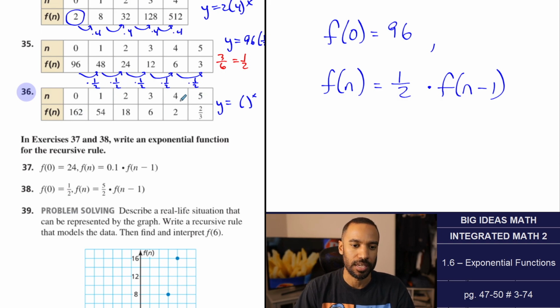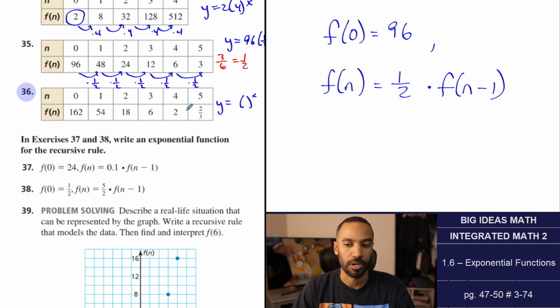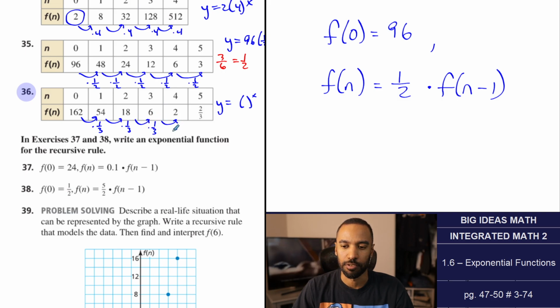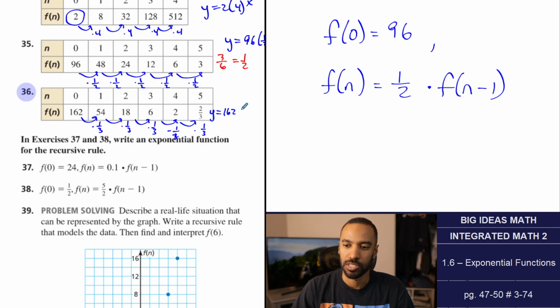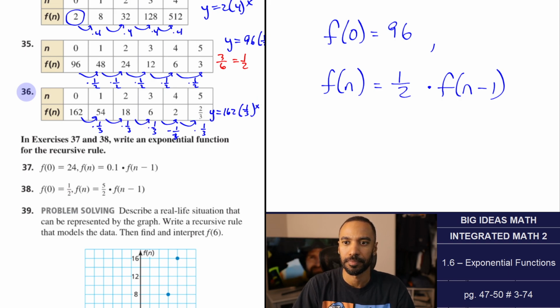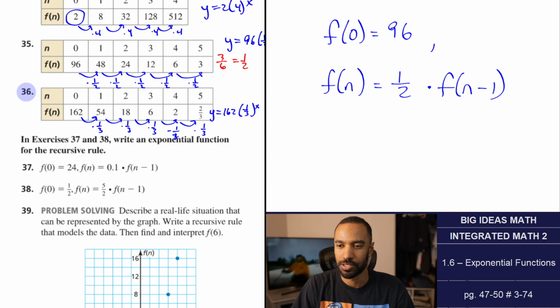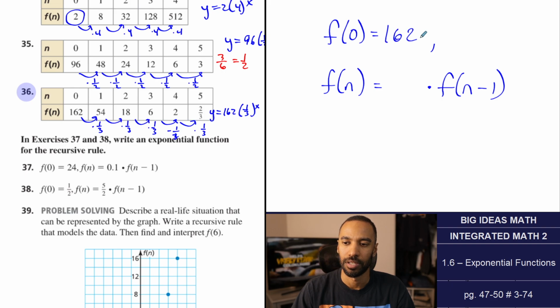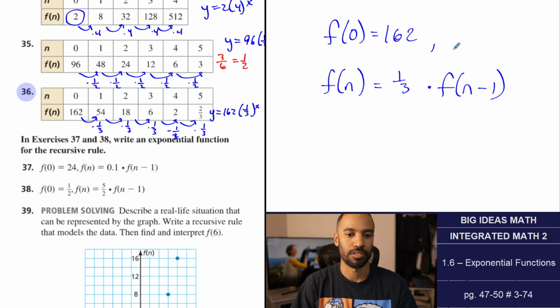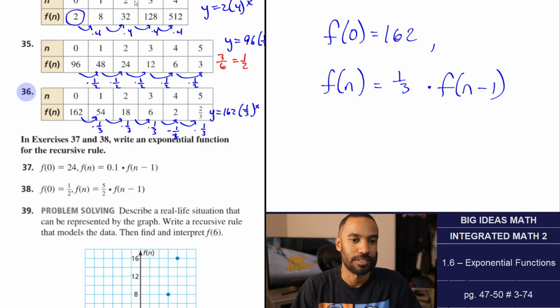Okay, so this last one here, you are multiplying. Remember what you're multiplying by. Looks like you're dividing by 3, which means you're multiplying by 1/3. And we start from 162. So there's not much room for me to write what I want to write here. y equals 162 times 1/3 to the x power, otherwise known as a recursive rule, where 162 is the initial and 1/3 is the decay factor at which that's applied.